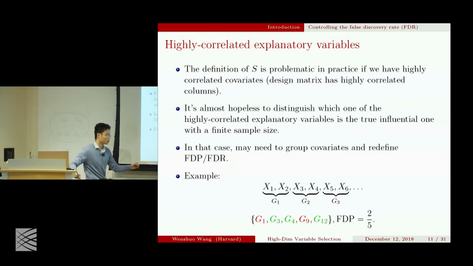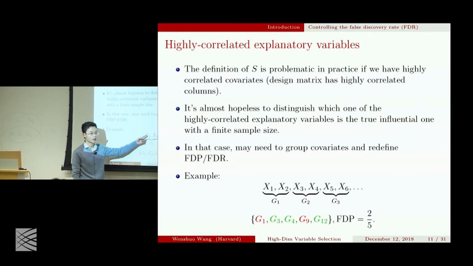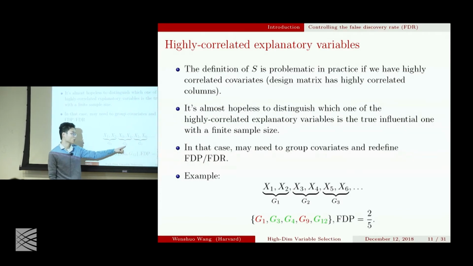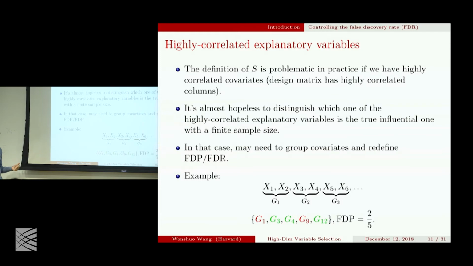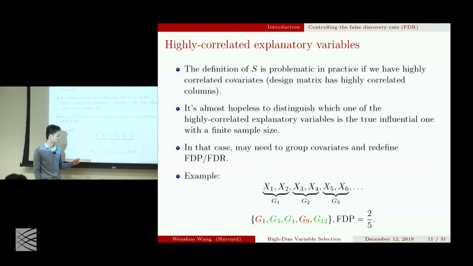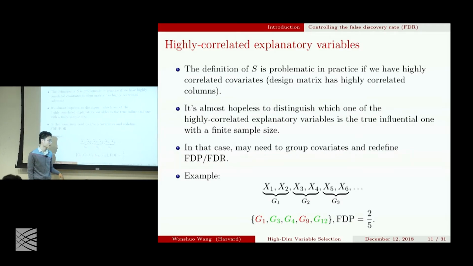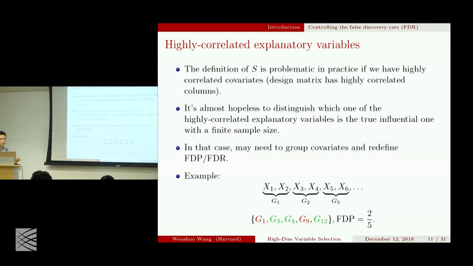For example, if x1 and x2 are really correlated, say 0.99 correlation, we're not going to find the difference between them anyway, so we just group them and call it G1. Similarly, if 3 and 4 are correlated, I'll group them, and so on, G2 and G3 here. Now our false discovery is defined on the group level. Here is the same example, just with X replaced by G. We select groups, and if 3, 4, 12 are the true groups and 1 and 9 are the false groups, then my false discovery proportion is again 40%. Does that make sense? If you have highly correlated covariates, you group the variables first.